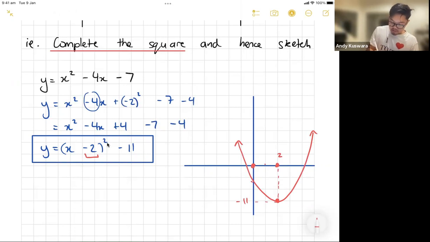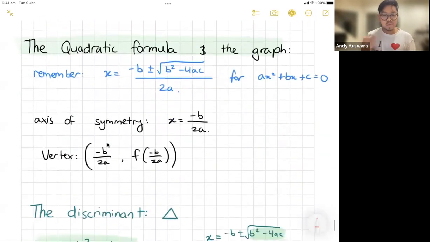And then just for reference sake, I'm pretty sure that should be -7, using my letting x equal 0 to find my y-intercept. Okay. Now moving on, you also know a couple of things about the quadratic formula and the graph.